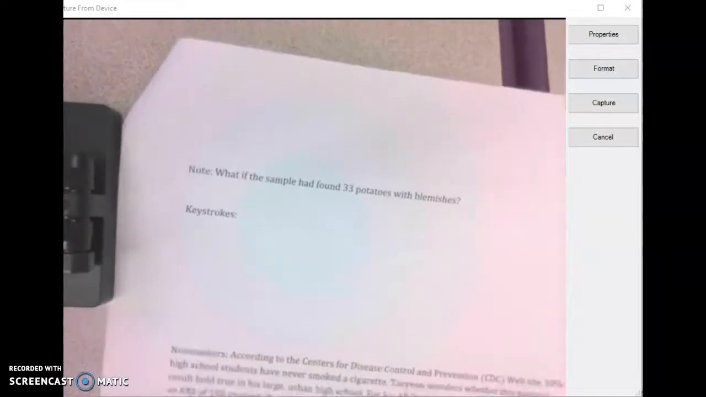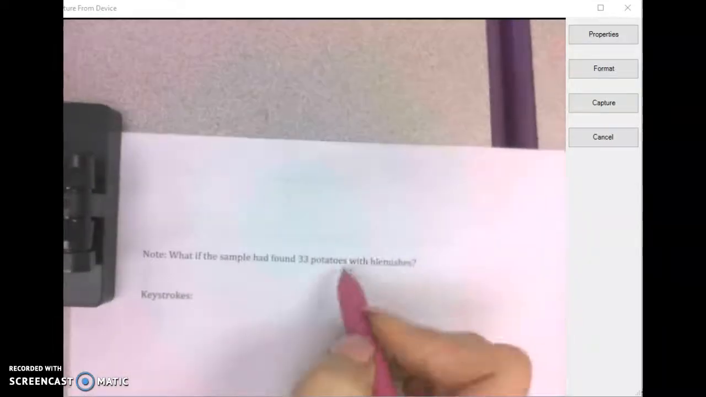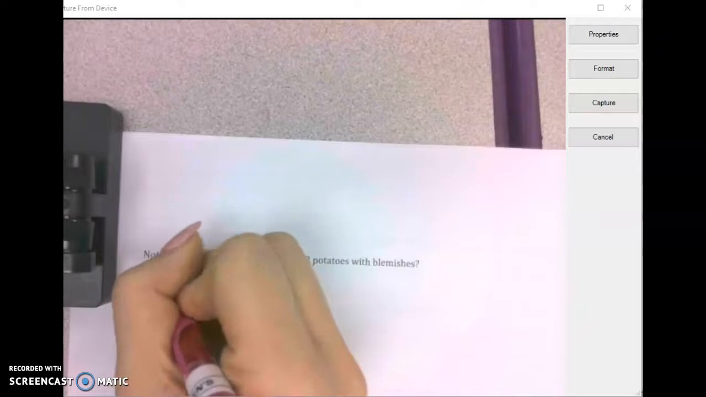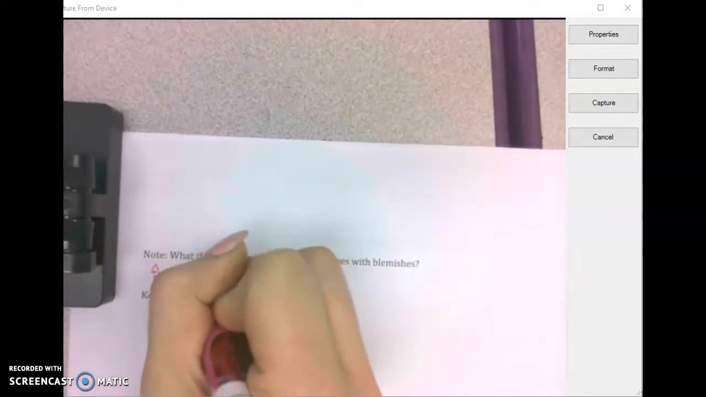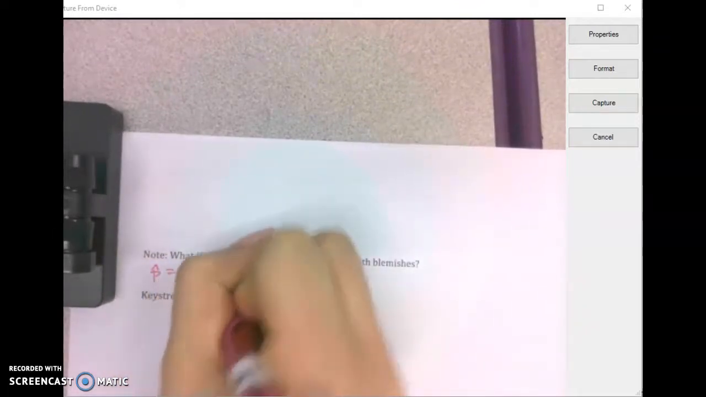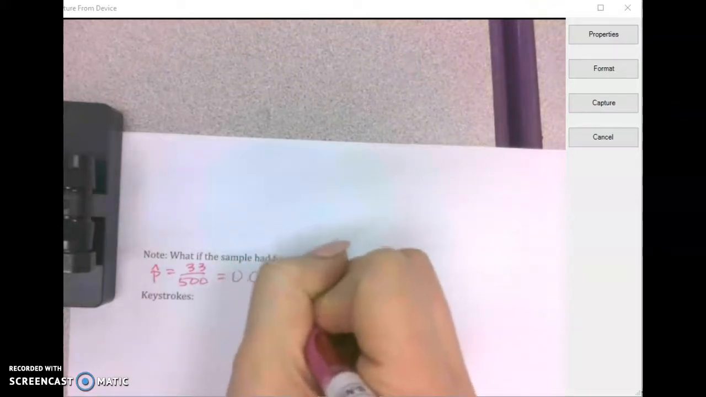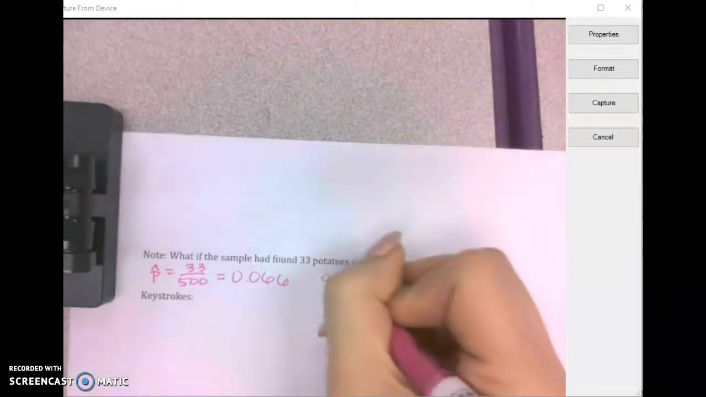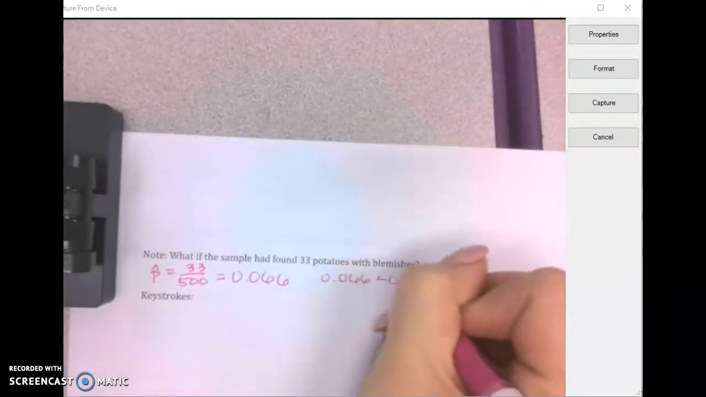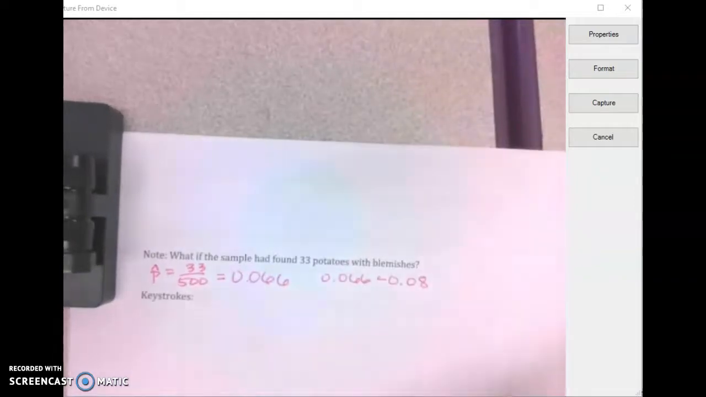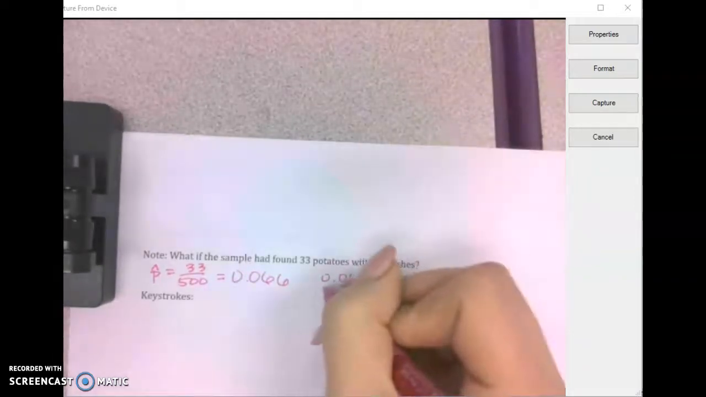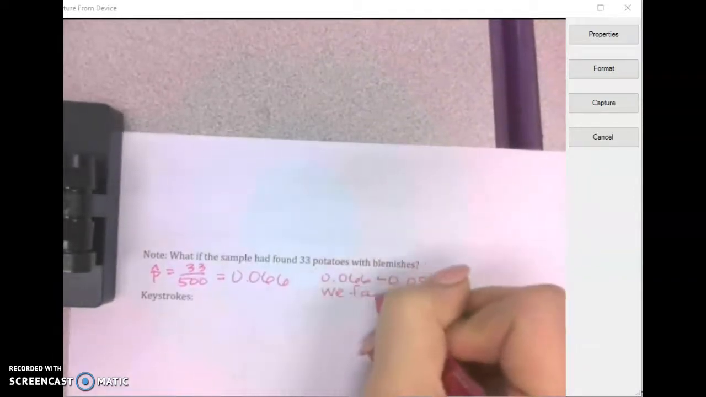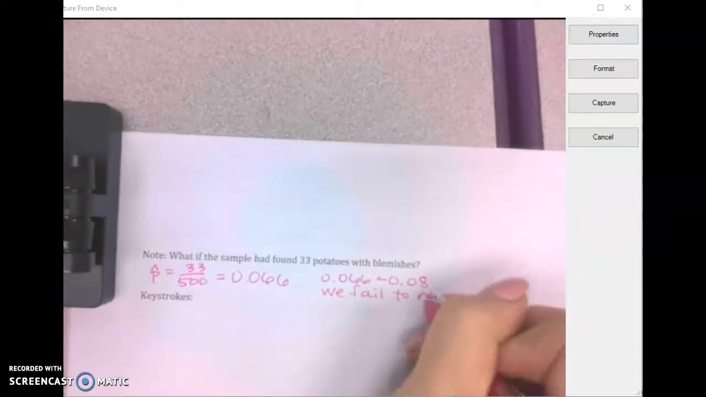What if we had found a sample with 33 potatoes that had blemishes? Well, our p-hat would be 33 out of 500, and that's going to be equal to 0.066. That's less than our alternative hypothesis, and because 0.066 is less than our alternative hypothesis, we don't even need to conduct the whole test. We are just going to fail to reject.